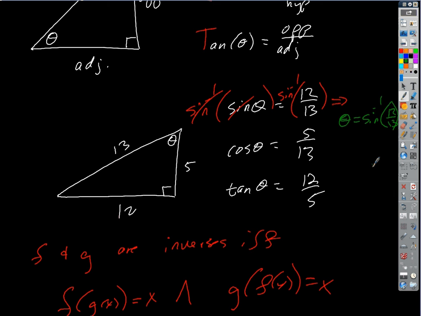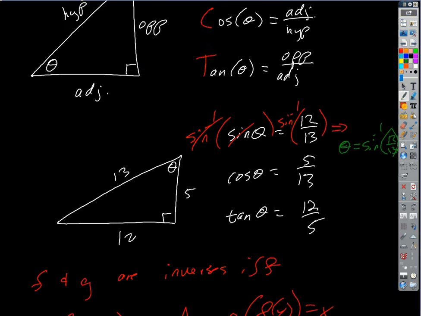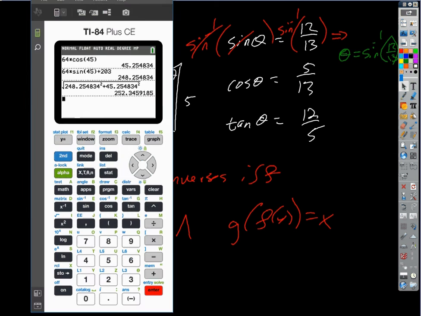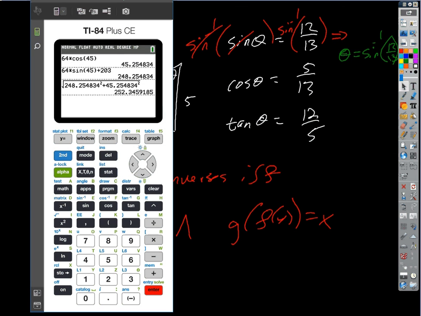It's a notational thing. When we use that -1 exponent in this instance, we're talking about an inverse function and not a reciprocal, right? So on the calculator then, if I wanted to turn that into an angle, we would just do something like second sine to get inverse sine of 12 divided by 13, and that would give us back the answer 67.4 degrees for this triangle, right?